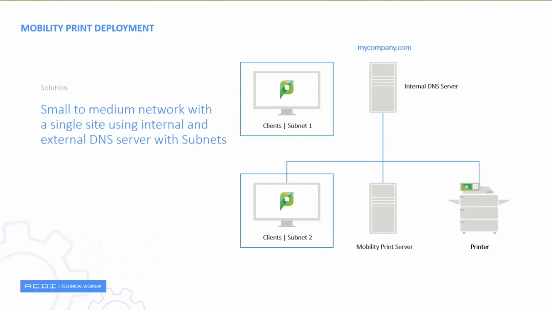DNS SD. If this option is chosen, then the internal DNS server would be configured with the relevant mobility DNS entries to allow internal clients to be able to find the mobility print server. Note, reverse DNS entries will be required in this scenario if they are supporting iOS devices or have a .local domain for their internal DNS resolution.